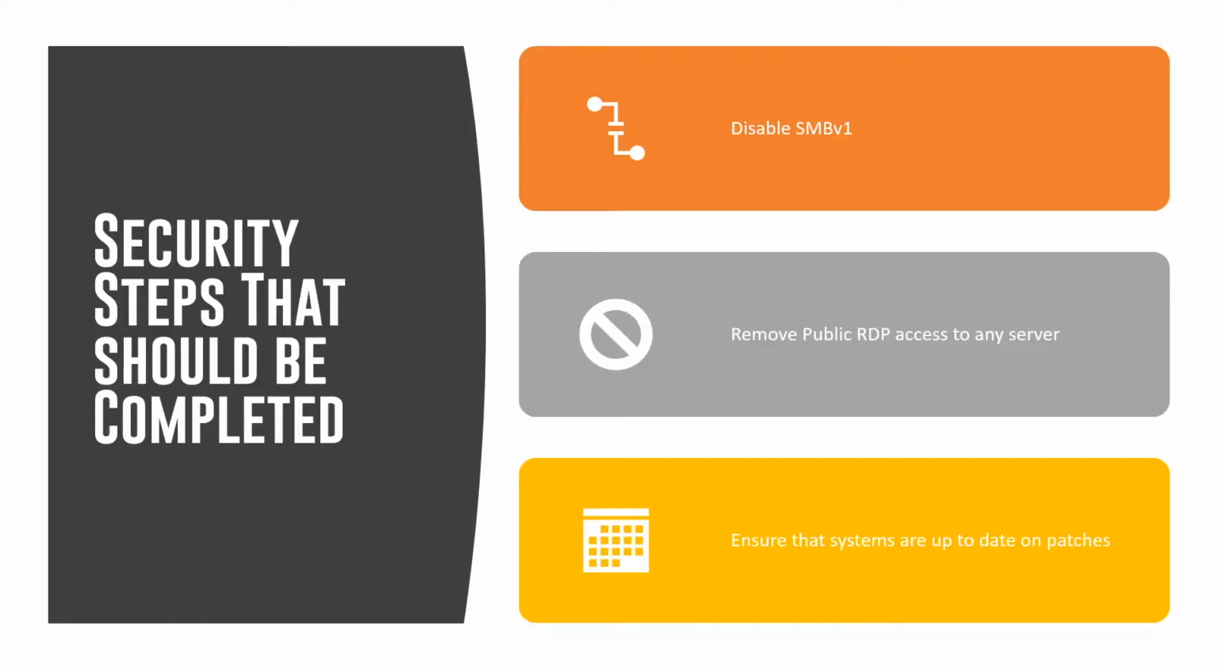Now, before we talk about Server 2008, I did want to discuss a little bit about just kind of security steps that should be completed regardless. And so this would again be if you're running 2008, 2003, 2012. Regardless, these are steps that you should make sure are in place regardless of the operating system version. So the first one is just disable SMB v1.